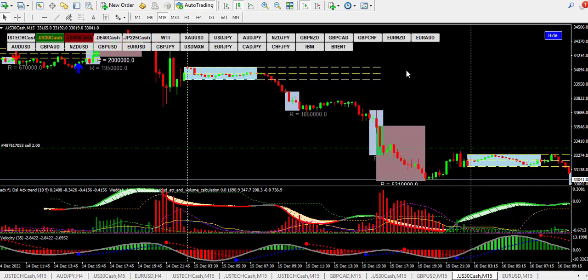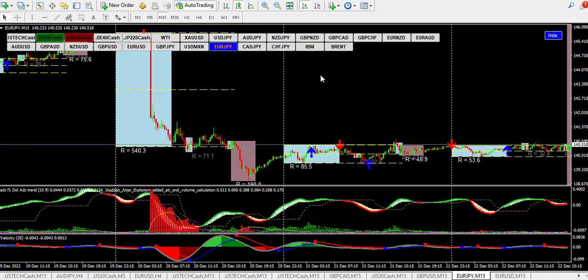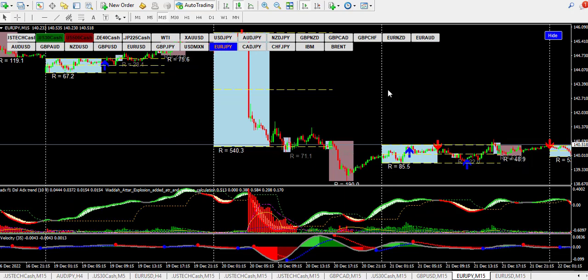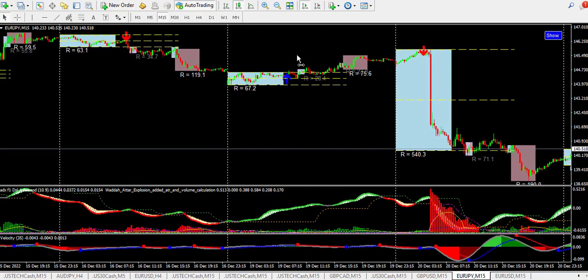Now let's check other pairs. Let's see Euro J and see how it played out on this particular pair. We have a lot of sideways movement on this pair. Though here we are not going to enter a trade at this point, but here we have a good trend on the previous day, and here it is for a buy.